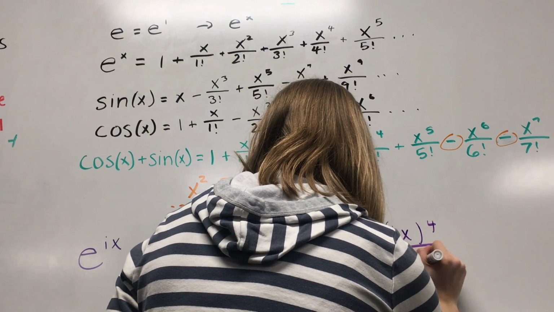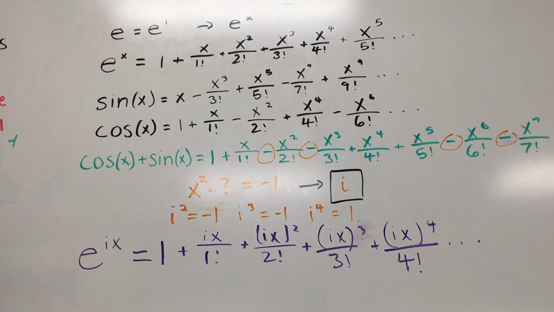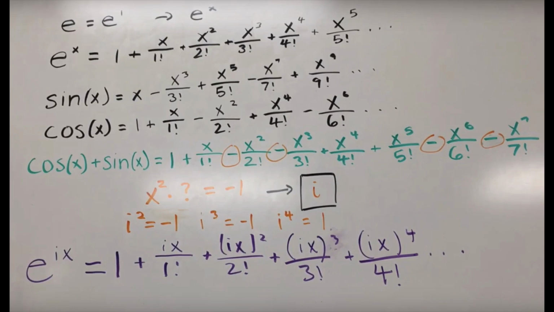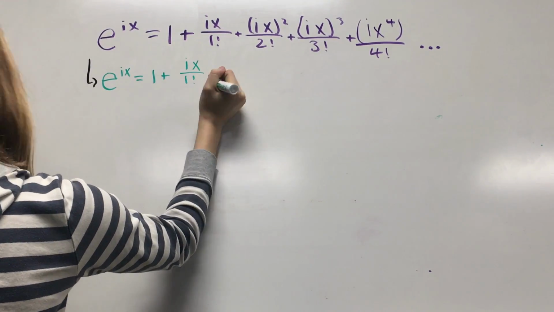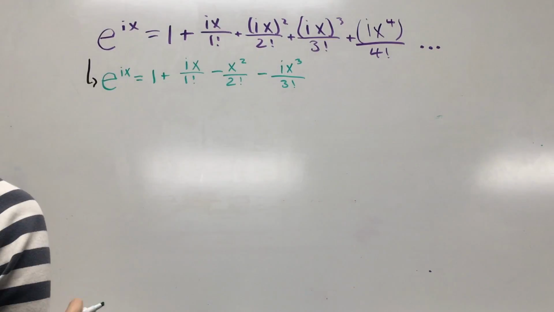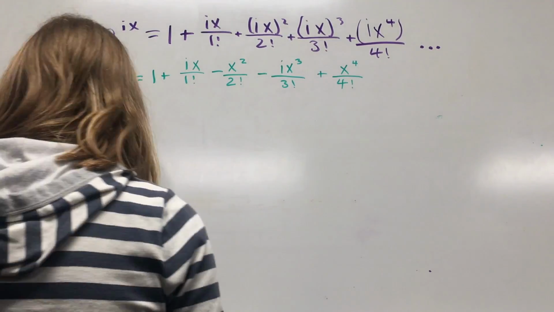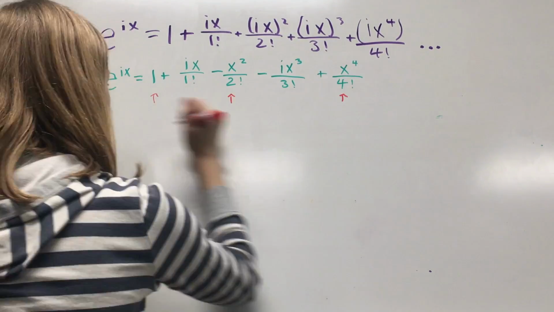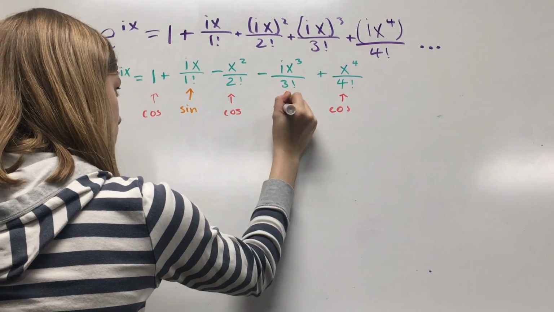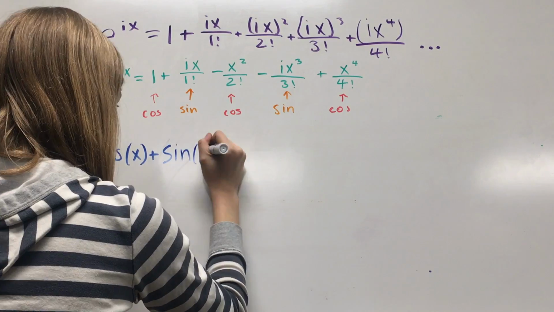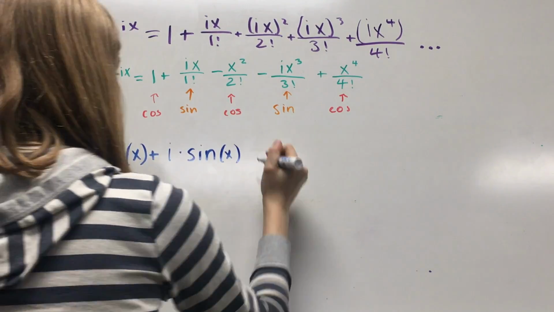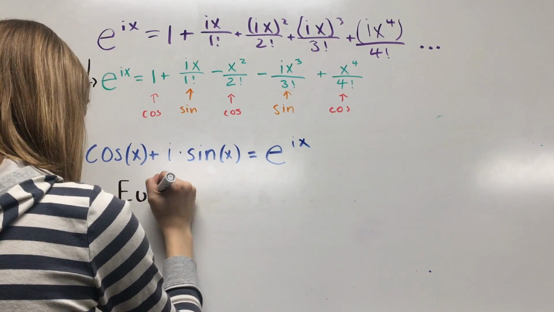This looks like the sine and cosine series, except some of the terms are real and some are imaginary. The real terms are the ones used to find cos x, and the imaginary numbers are the ones used to find sin x. This means that cos x plus i sin x equals e to the ix. This is Euler's formula, mentioned earlier because Euler's identity is a special case of this equation.